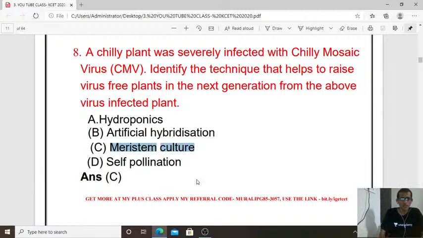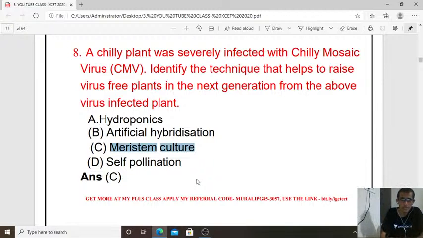Why does meristem culture play an important role? Because in the meristematic tissues, the rate of cell division is faster than that of viral multiplication. So even though the plant is severely infected with the Chilly Mosaic virus, the technique of tissue culture, where meristem culture or meristematic tissues are utilized, will help raise the virus-free plant in the next generation. As a result, we can achieve the production of virus-free plants.